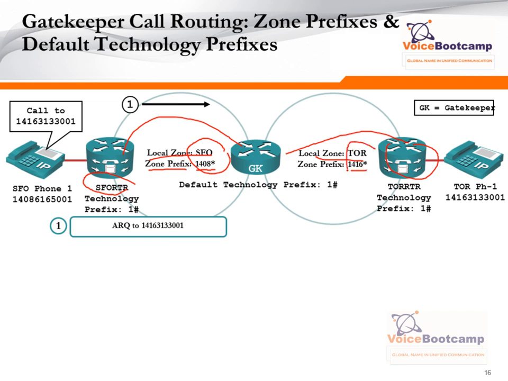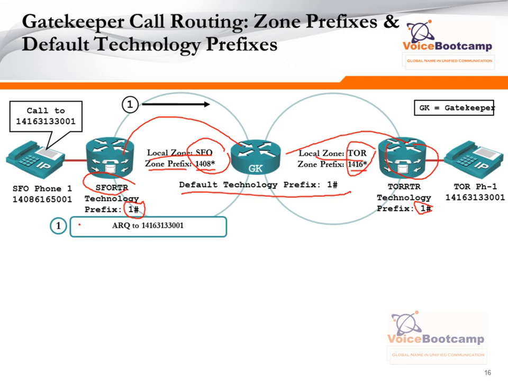Now a gatekeeper can contain two types of zone, a local zone and a remote zone. A local zone is a zone that the gatekeeper manages, and a remote zone is a zone that is managed by another gatekeeper. When these two gateways register with the gatekeeper, they use a technology prefix of 1 hash to register, or 1 pound, depending on which part of the world you're in. So both gateways in this scenario are registering with a 1 pound or 1 hash. In the gatekeeper I have configured the 1 hash as the default technology prefix, so that means that is the gateway of last resort. So let's see what happens.